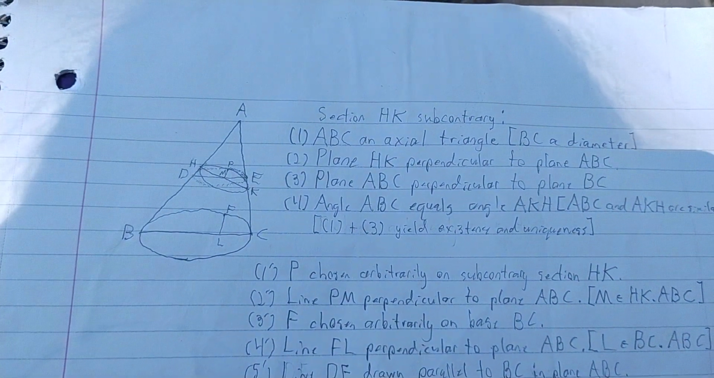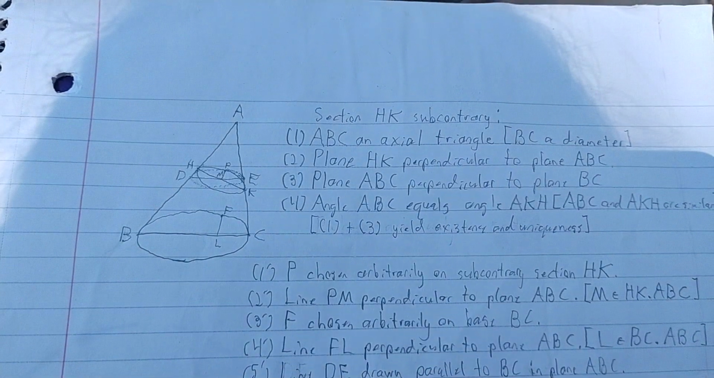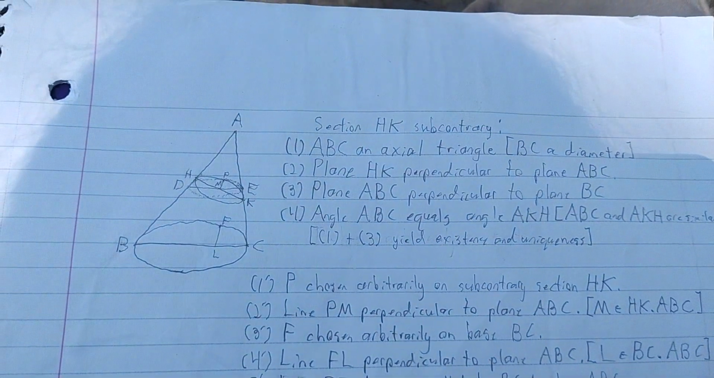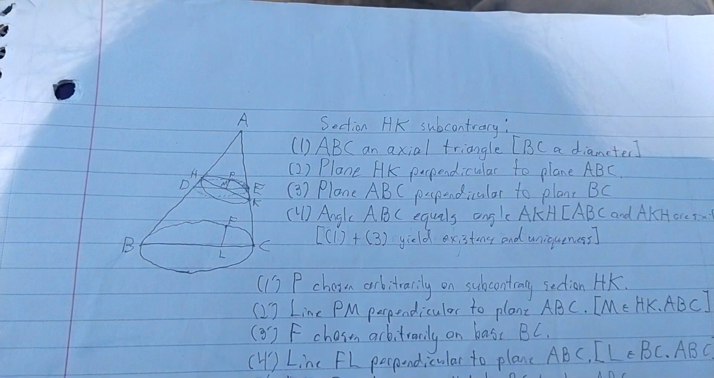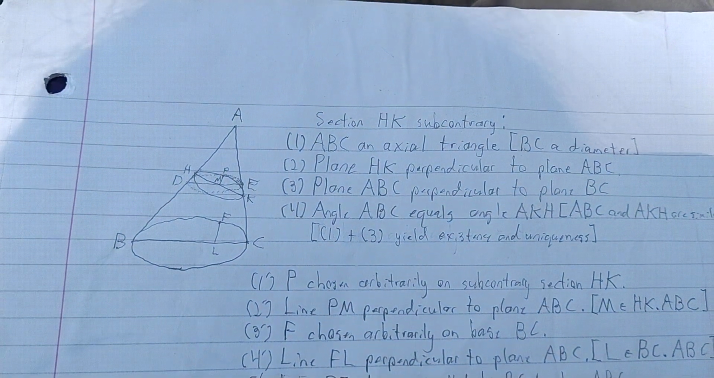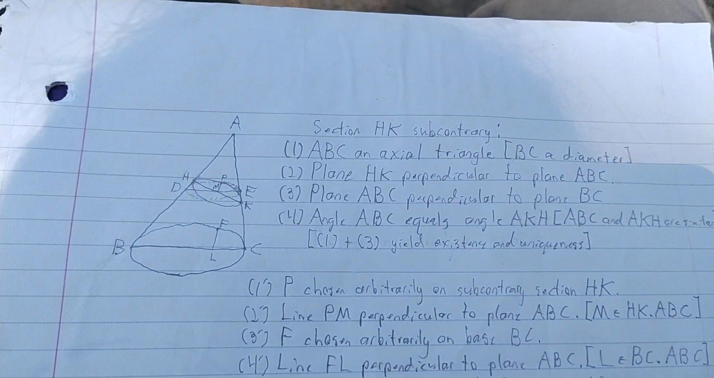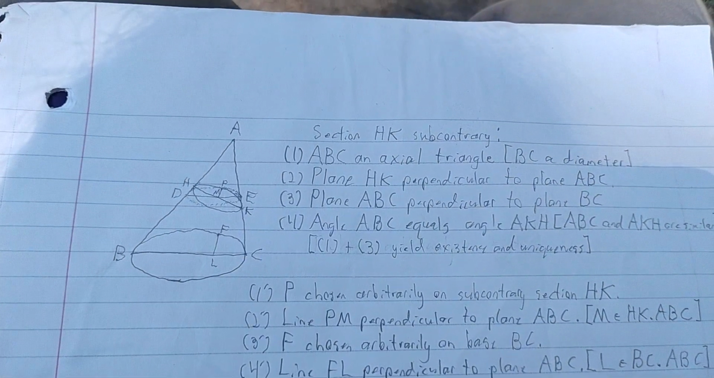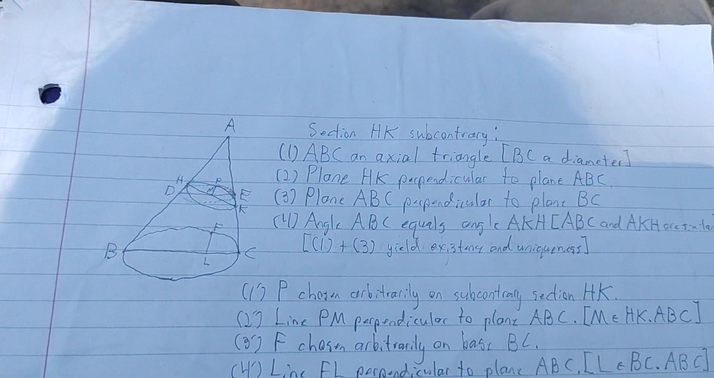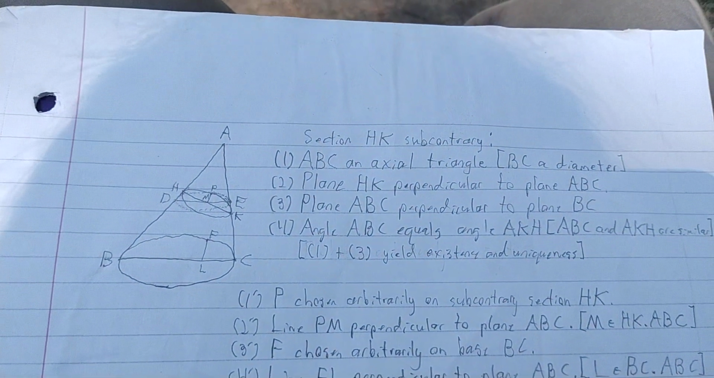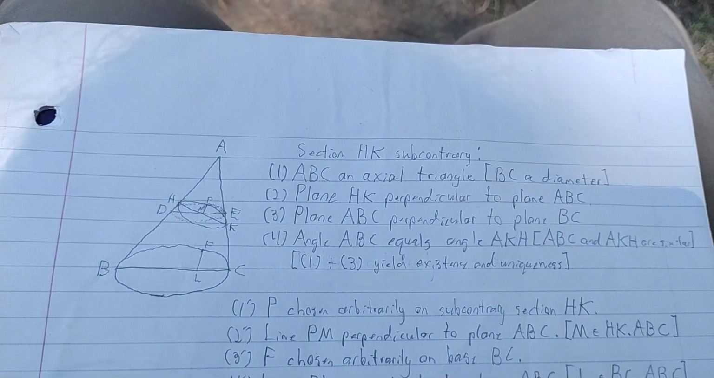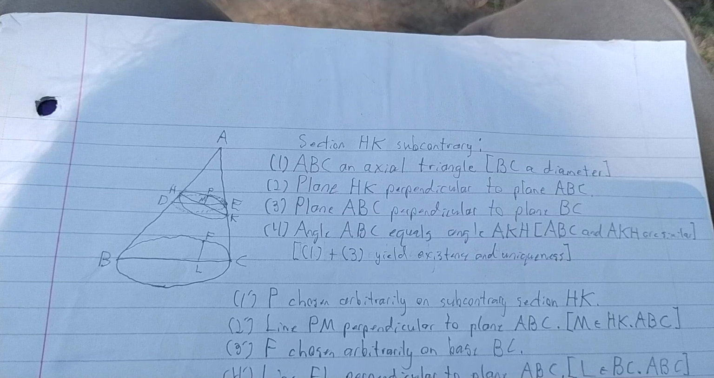To show that the section is a circle, choose a point P arbitrarily on the section HK. Choose a point F arbitrarily on the circle BC. Draw a line PM perpendicular to the plane of ABC. Draw a line FL perpendicular to the plane of ABC. Because of the way we constructed these planes as being orthogonal, the point M that lies on the plane ABC will also fall on the line HK, and the point L which falls on the plane ABC will also fall on the line BC.